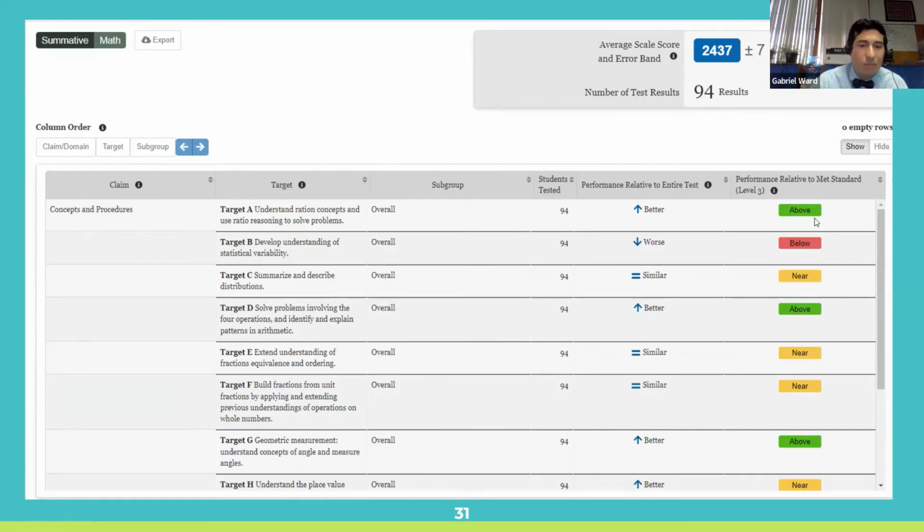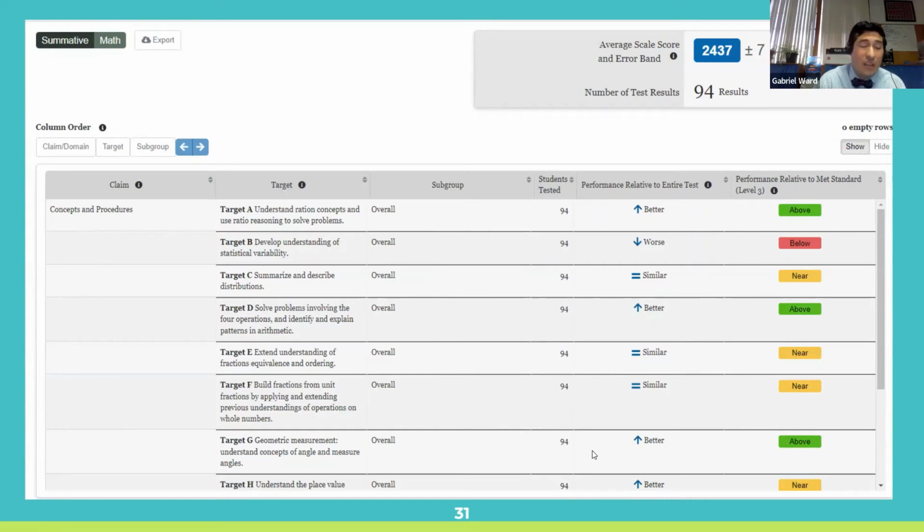But I also think it's important to say, well, how did they perform on that in comparison to the rest of the tests? So let's say, for example, all right, above. Well, because they scored above, they did better on target D than maybe they did on some other sections. But you might still see that they were above in one section, but it was still either similar or maybe worse than other sections.